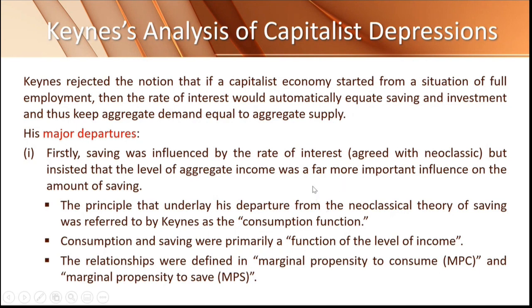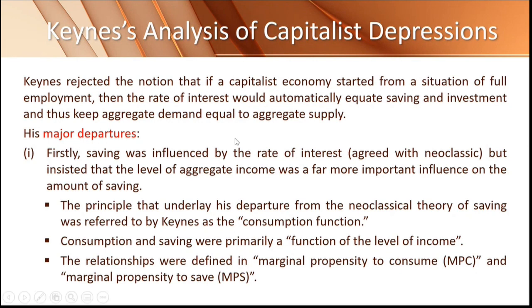Therefore, in your macroeconomy, you have this so-called consumption function. The principle that underlay his departure from the neoclassical view of saving was referred to by Keynes as the consumption function. What is inside a consumption function? You have capital C equals autonomous consumption A plus BY. So your B will be your marginal propensity to consume. Your Y is your income. So in your consumption function, as you study in your macro, C equals A plus BY.